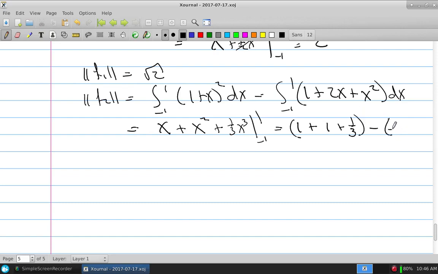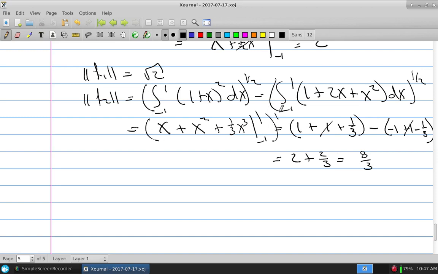minus -1 plus 1, which is why I didn't need to do it. Those cancel. And then minus 1/3, which was why I just had to double those, right? So it's 2 plus 2/3, which is 8/3. 8/3. Square root. And then 1/2.